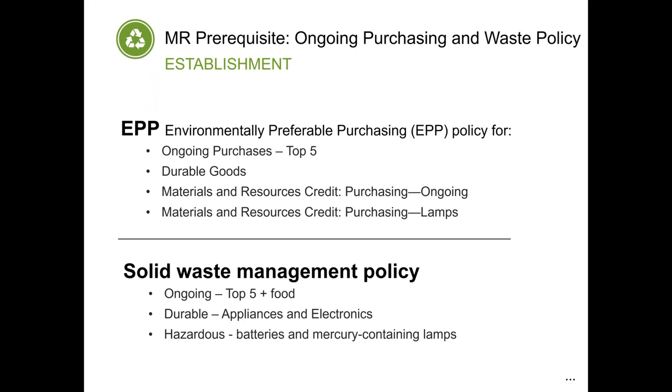The second component of that is your solid waste management policy. So you are looking at, again, those ongoing items that come through your building. So what are the top 5 items that are considered for waste management? You'll also be looking at durable goods and any hazardous types of materials, just putting together a system for managing these things.